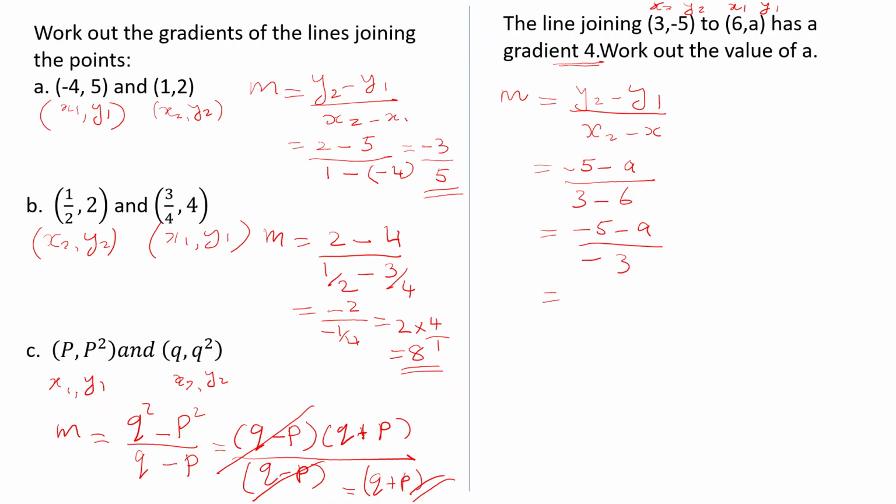So I can take the minus outside: 5 plus a divided by minus 3. The minus minus cancel. So the gradient is given as 4, so this is equal to 4. So I can simplify this one: 5 plus a over 3 equals 4. You can use cross multiplication. So 5 plus a equals 12. A equals 7.